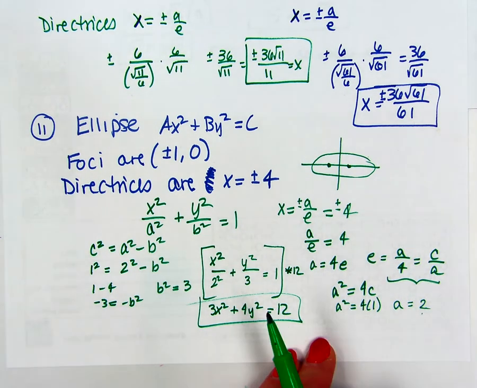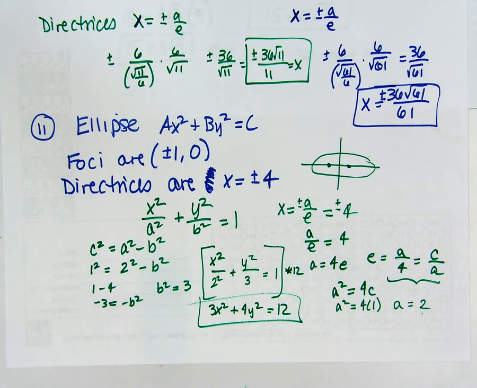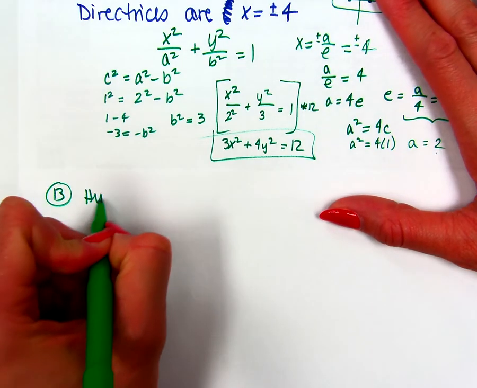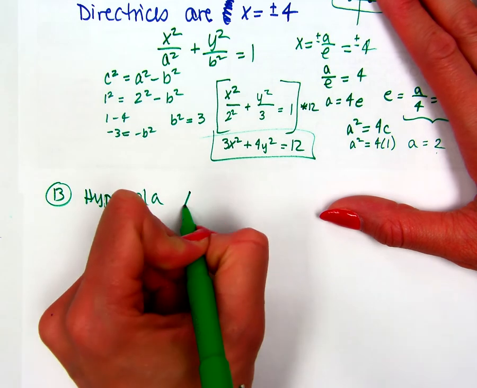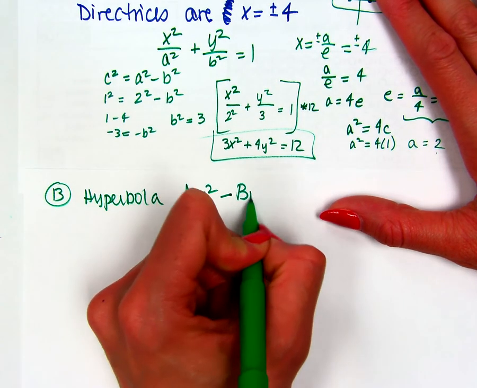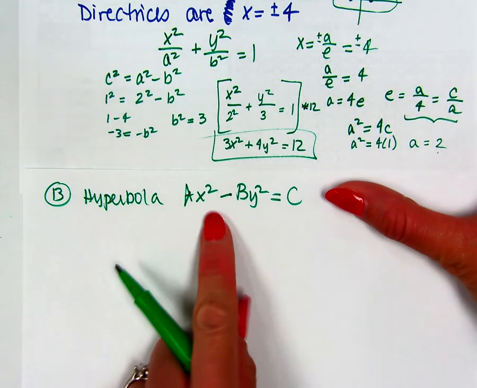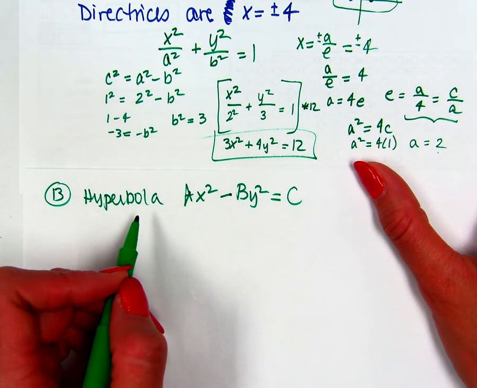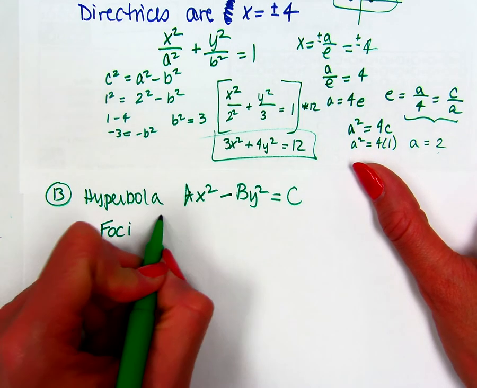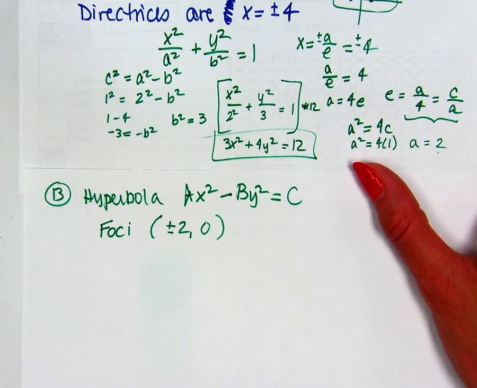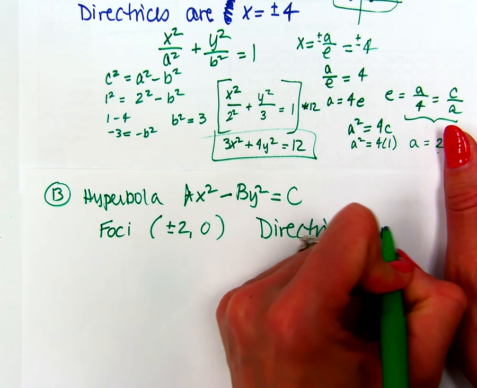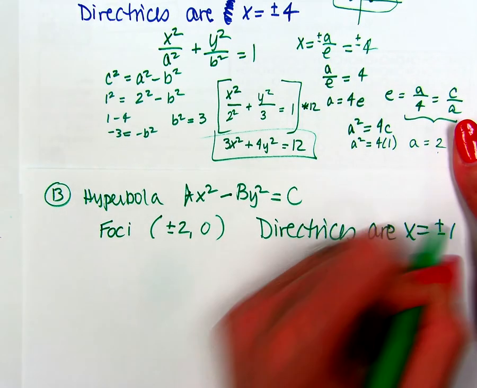All right, final problem. Number 13, kind of the same thing, except it says write the equation of a hyperbola, and they want it in the format ax squared minus by squared equals c. So the fact that this x squared term is positive tells you that it's going to open to the right and left. Okay, and the information they give you is that the foci are located at plus or minus (2, 0), and the directrices are x equals plus or minus 1.